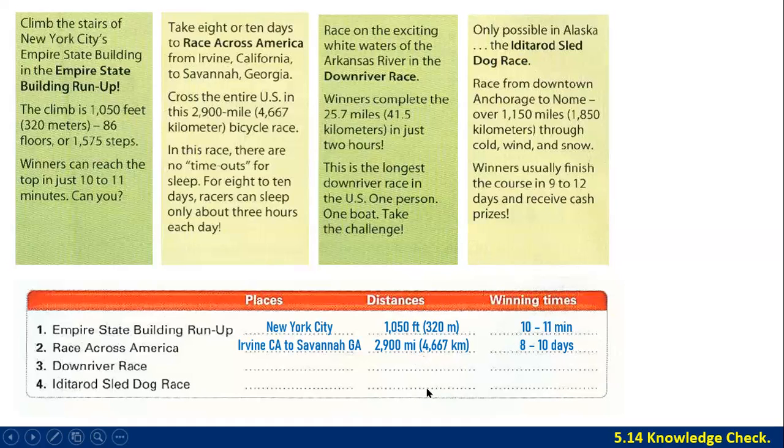Downriver race, places. Arkansas River. Arkansas, right? Arkansas River, distance. 25.7 miles. Muy bien, 25.7 miles or 41.5 kilometers. Very good. And what is the winning time? 2 hours. 2 hours. Okay.